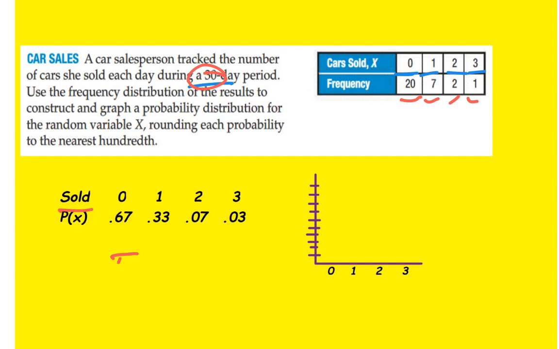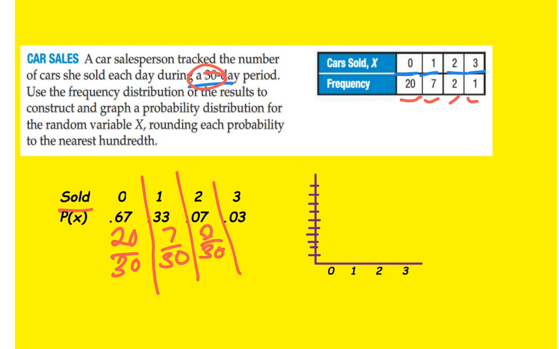no cars. So that would be out of the 30, 20 out of 30, which is 0.67. 1 car would be 7 out of 30, which is 0.23. 2 cars, 2 out of 30, 0.07. And then 3 cars, it was 1 out of the 30 days. So this is a probability distribution. You're looking at the probability that if you randomly picked one of those days, you would pick whatever day. So you can still use probability on data that's been collected, and your probability that you would just, if you randomly picked one, that you would get that.